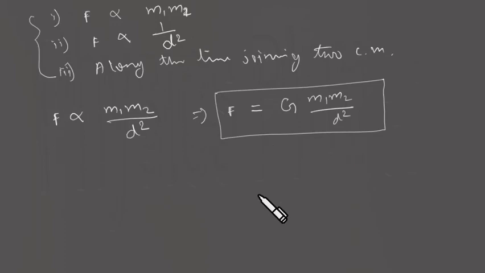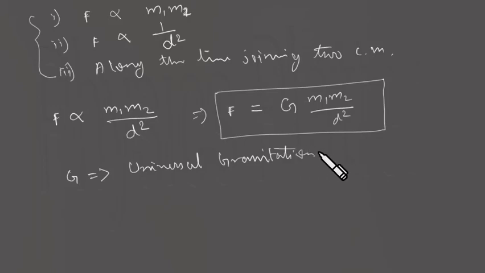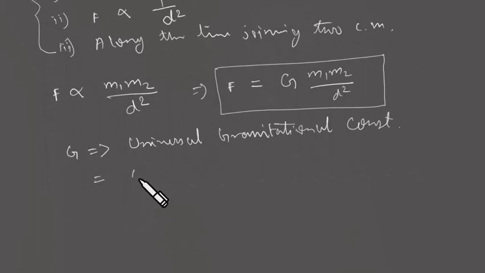Now this constant of proportionality G is actually called the universal gravitational constant, and its value is very small, which is measured to be 6.673 into 10 to the power minus 11 SI unit.